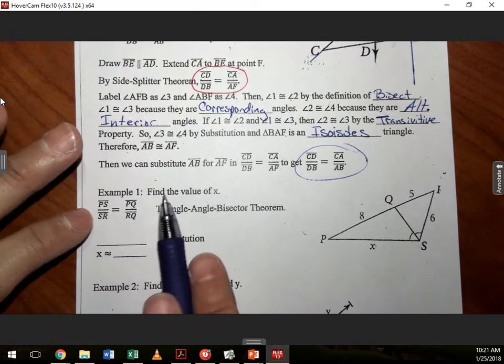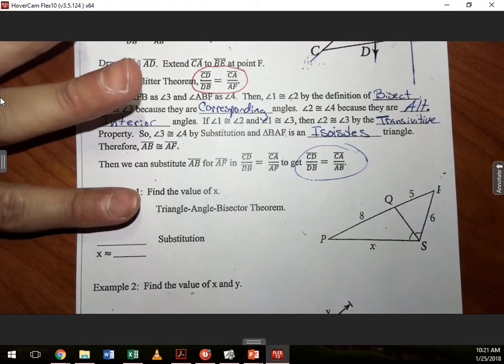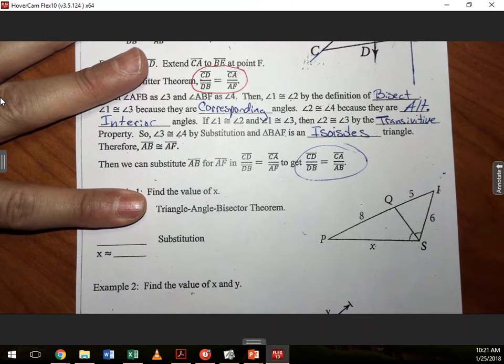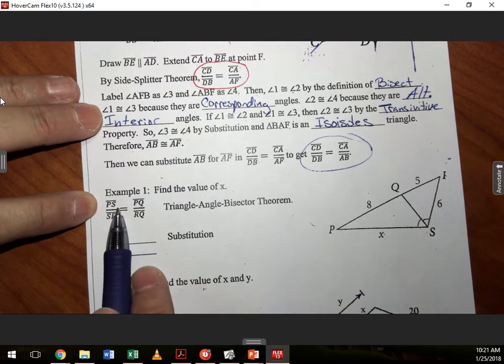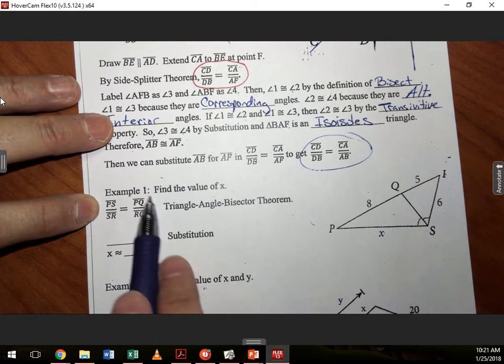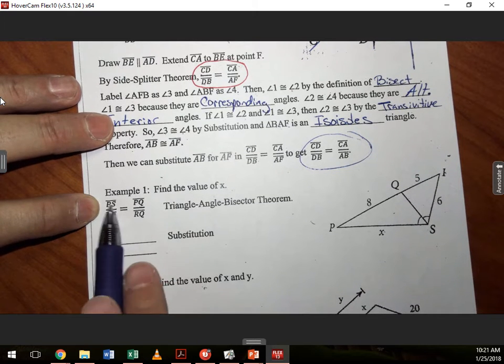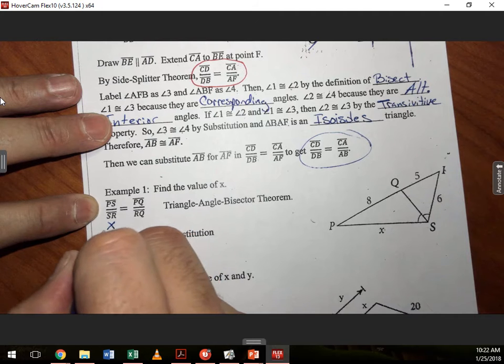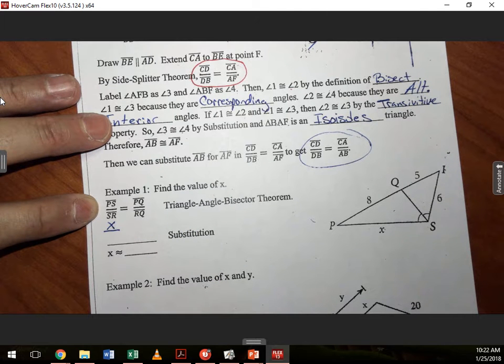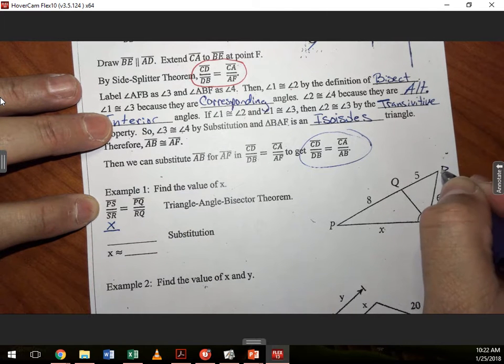For this one right here, we have it set up so S is the one being bisected, right? Yes, S is the one that's being bisected. So if I set it up like this, I have everything already there for me. PS. What am I going to put for PS? What value is PS? X. Very good. X over SR. What is SR? Just so you know, it kind of cut off on the sheet right here.